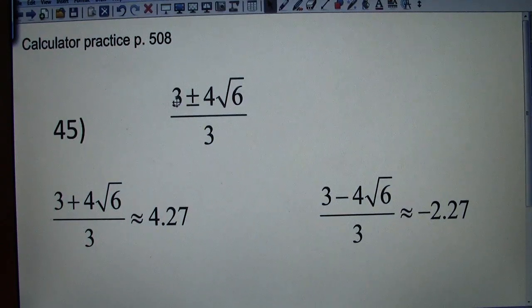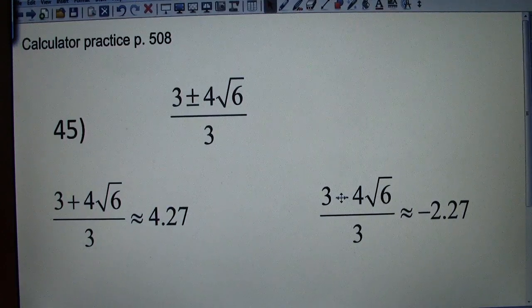Now, if you look next to the 3, you see this plus or minus. So I have 3 plus or minus 4 times the square root of 6, all over 3, and I'm going to have to evaluate that. Well, you're going to have to break this up into 2 separate problems. One problem using the plus, and the other problem using the minus.